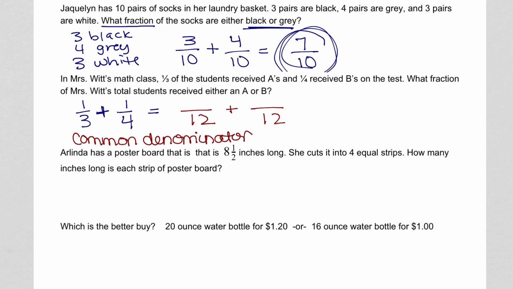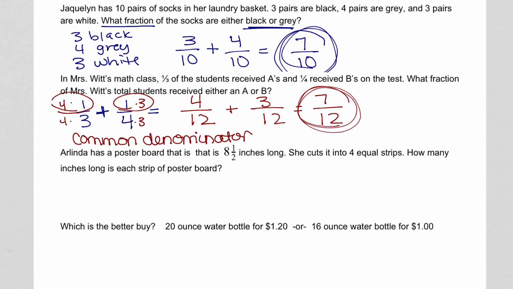Well, how did 3 turn into 12? I took it times 4. And how did 4 turn into 12? I took it times 3. So looking at the top, 4 times 1 gives me 4. 3 times 1 gives me 3. Now I can add them and find out how many out of 12. Well, 4 pieces of 12 and 3 pieces of 12 altogether get 7/12. So what fraction of the total got either an A or a B? 7/12 got either an A or a B on the test.